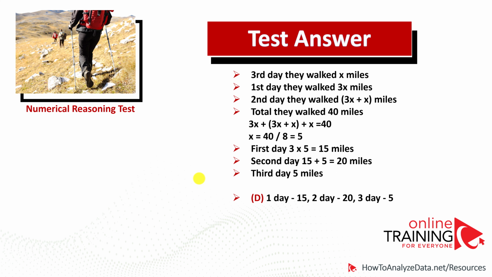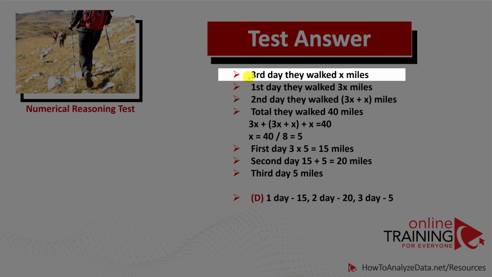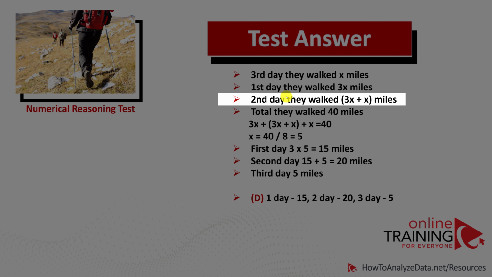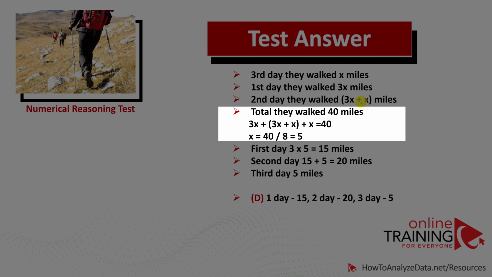If you want to solve this problem using the formula, you will see that on the third day they walked X miles, and on the first day they walked 3 times X miles. Then on the second day they walked 3 times X plus X miles, and in total they walked 40 miles. Because in total they walked 40 miles, the formula will be 3x plus 3x plus x plus x equals 40. To get the value of x, we divide 40 by 8, which is equivalent to 5.